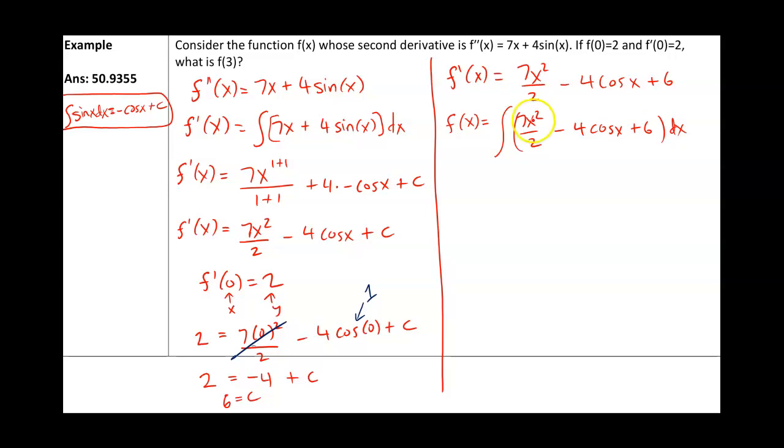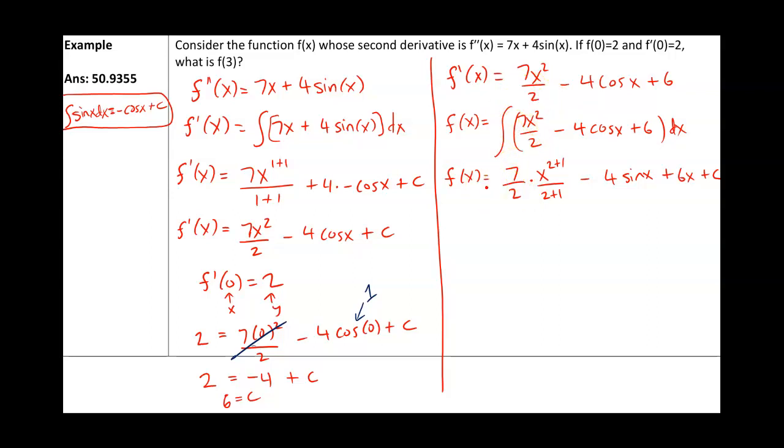And so for the x squared, I'm just going to use the power rule, but 7 over 2 is a constant. So I have 7 over 2 times x to the 2 plus 1 over 2 plus 1. It's just going to be n plus 1 over n plus 1. And remember, 7/2 is separate, so we keep that as the constant.